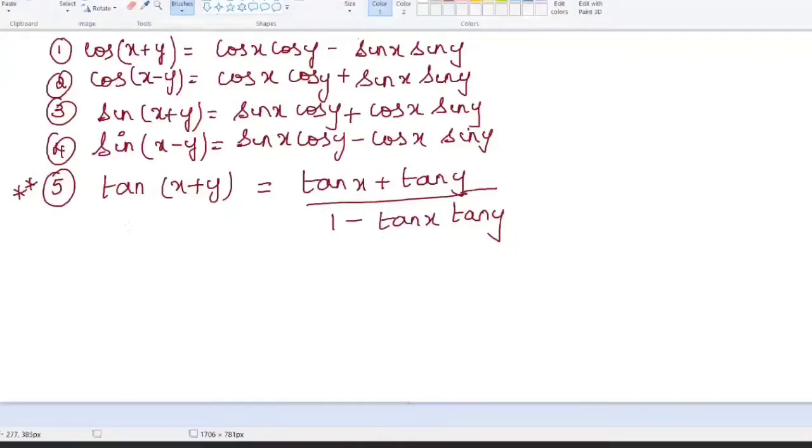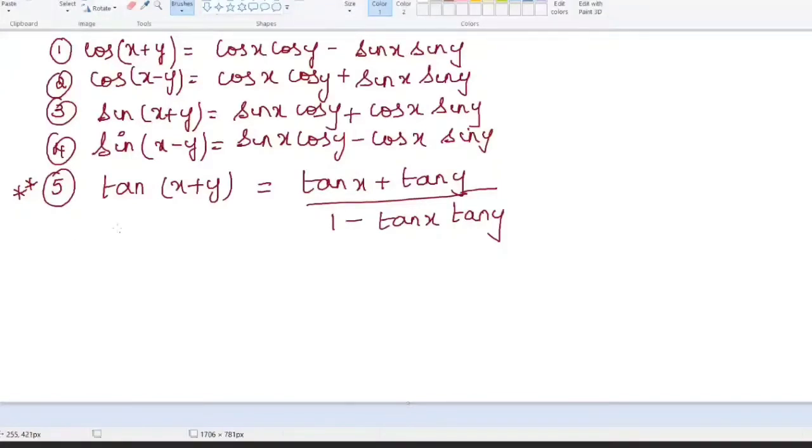Now let us see how to get to this formula. This is important, how to reach this formula. Now, tan I know I can write as sine by cos. Sine by cos is tan. So that will be my first step. Yes, so please write with me here.